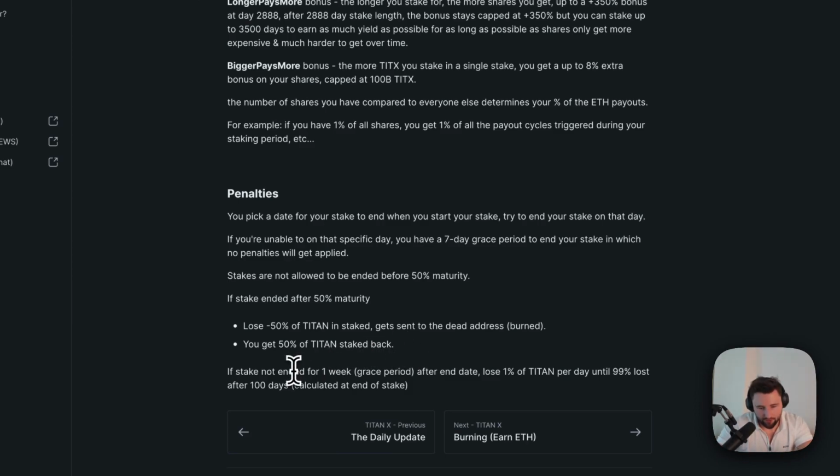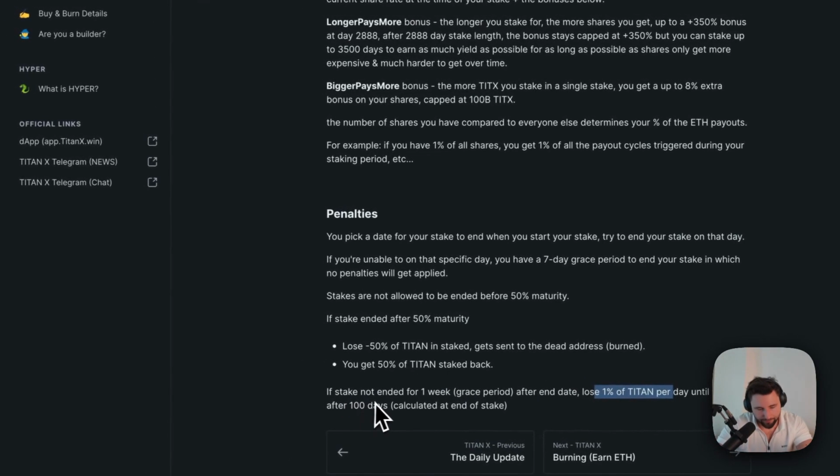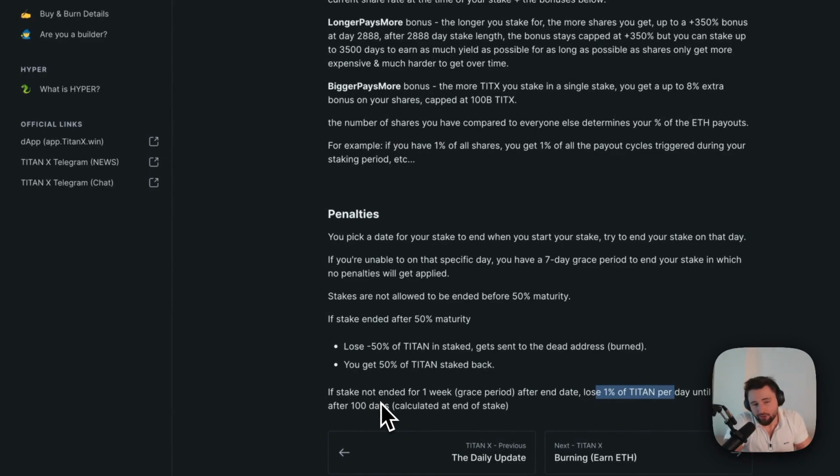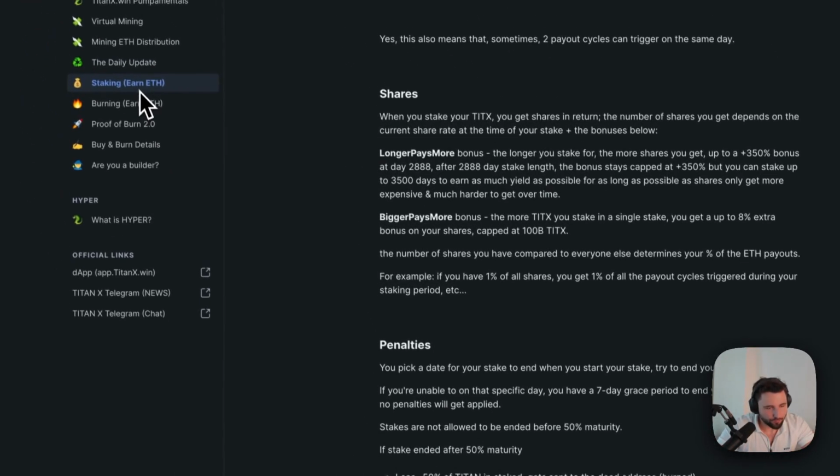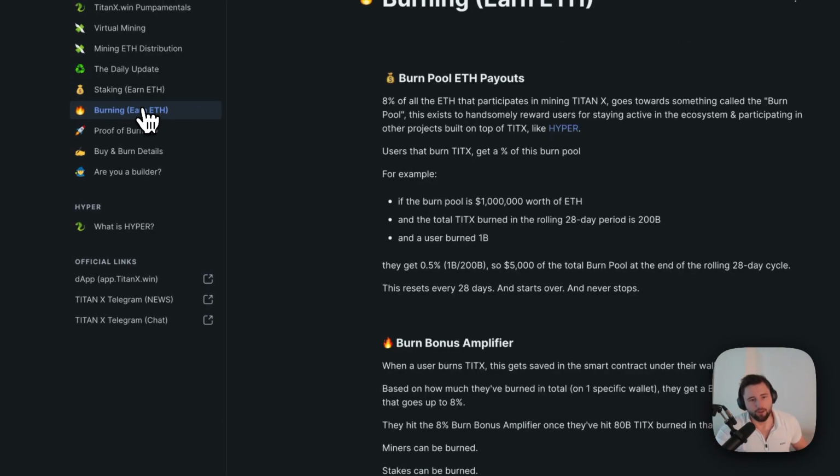And if your stake is not ended for 1 week after end date, you lose 1% of your Titan per day until 99% is lost after 100 days. So you want to end your stake on time. And you have a 7-day grace period. So after your stake ends, you get 7 days to just end it without any penalties whatsoever. This is also to keep people engaged and coming back, so they actually care. And then if you don't, you lose 1% of your Titan every day until day 100, at which everything is lost.